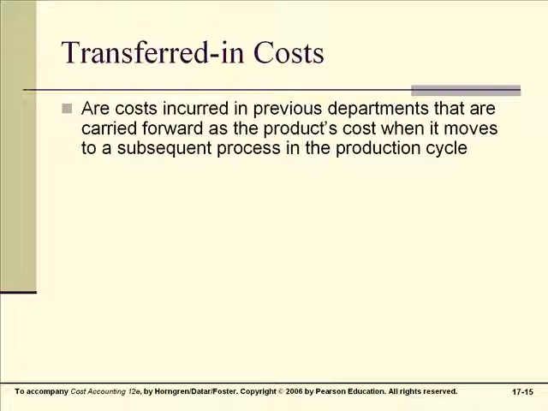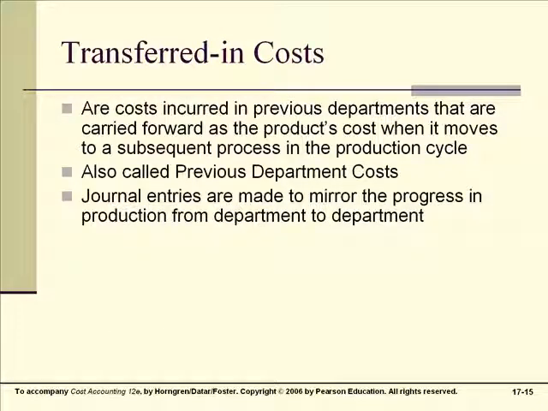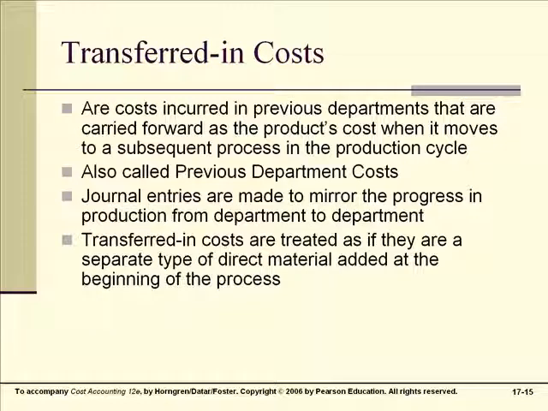If we had 4 or 5 different processes, we may have 4 or 5 transferred in costs that need to be moved as a product cost moves through the cycle, and we need to account for the work performed in each area of the process. They're also called previous department costs, and we would make journal entries to mirror the progress in production from department to department. Typically, if you've got this situation, you may have work in process accounts for every production area. You may have process 1, process 2, process 3, with names that really represent the production steps that exist in your environment. Transferred in costs are treated as if they are a separate type of direct material added at the beginning of the process. So usually they're accounted as 100% equivalent when they transfer in.